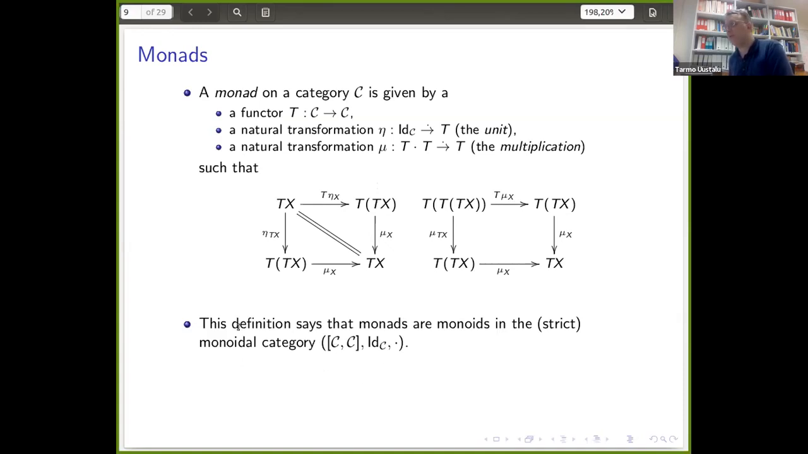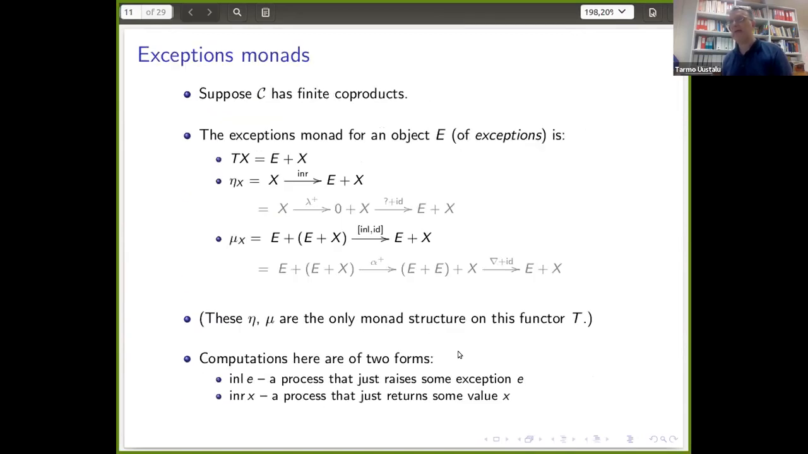But I will not tell you what the monoidal category is here. I will not tell you what the definition of a general monoid in a monoidal category is. So better maybe leave it for the tutorial or something if you want to ask, or I'm very happy to answer offline here. Okay, exception monads. Suppose you have coproducts, or in terms of Haskell, you've got either types.